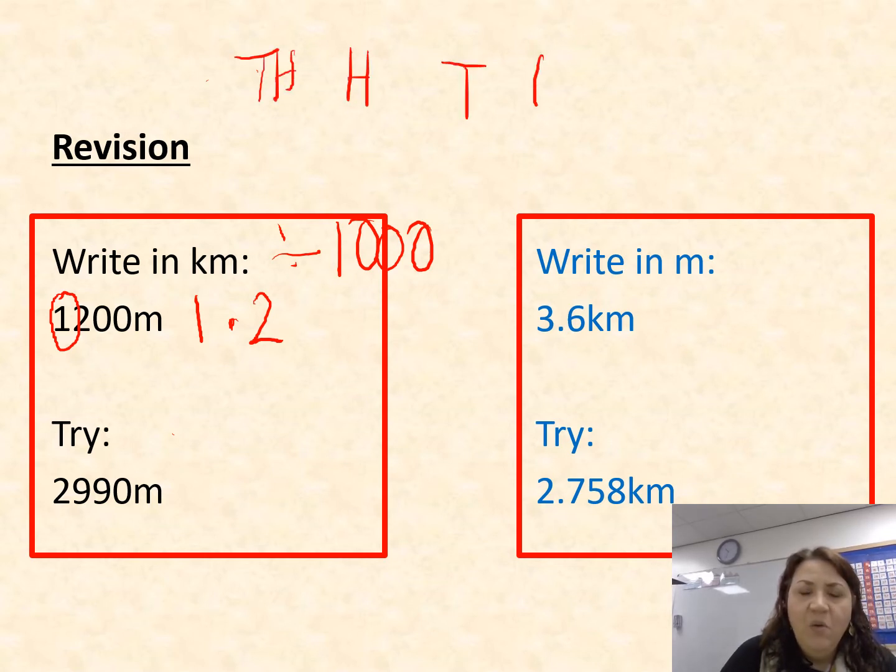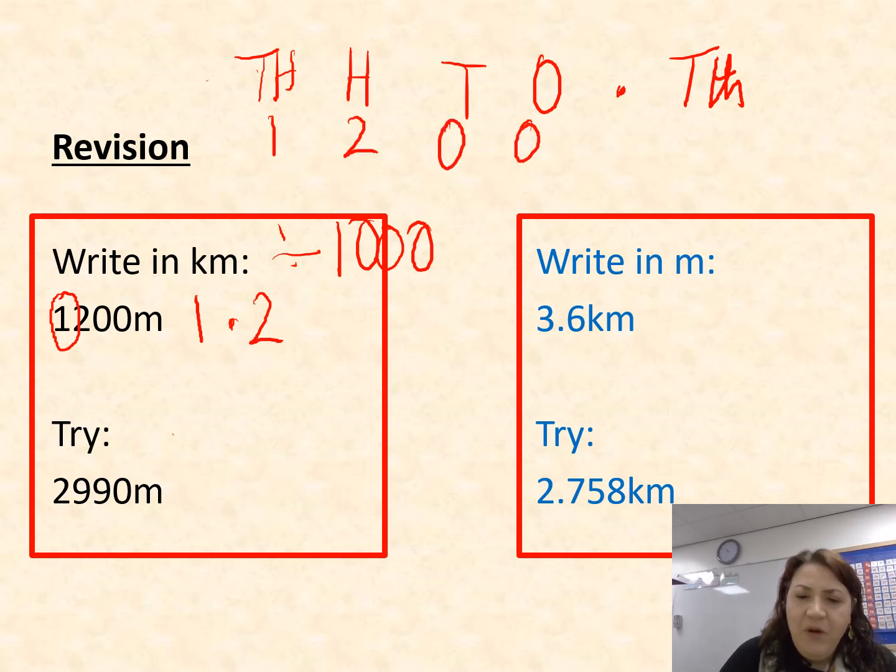Hundreds, tens, ones, decimal place, tenths. So I could think I've got 1,200. How many places am I going to be moving it? Well, I'm moving it to the right because I'm dividing. 1,000 has got 3 zeros, so I'm going to move them 3 places. Now those zeros I'm going to ignore because they're going to fall off the end.